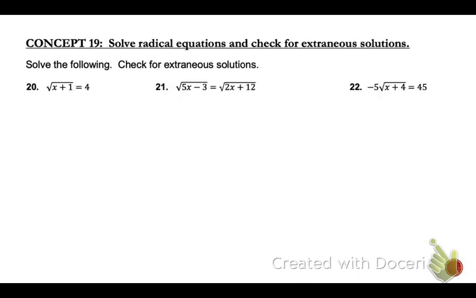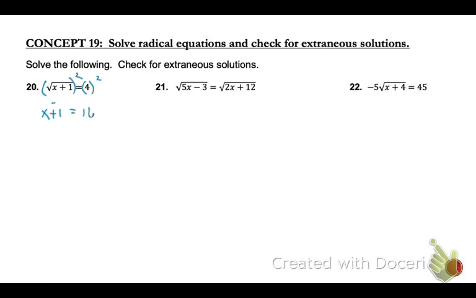Now we're going to do quite a few problems for Concept 19, solving radical equations and checking. Make sure that you pause the video if you need to, just to catch up on the work. So we want to isolate the radical. On number 20, notice that the square root is isolated, so now we're ready to raise each side to the power of the radical. So we're going to square each side.